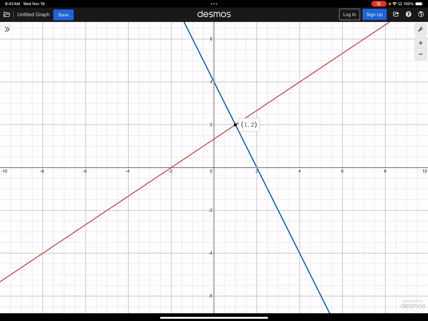Okay, this is what the whole section's over. There's two lines, they're graphed. Do they intersect? Number 1, if they do intersect, do they intersect in 1 point or infinitely many points? And can you tell me where it's at if it's 1 point? Okay, that's all this is.